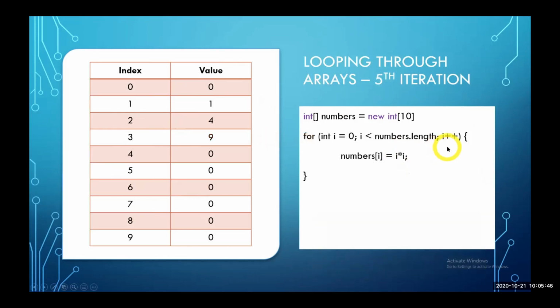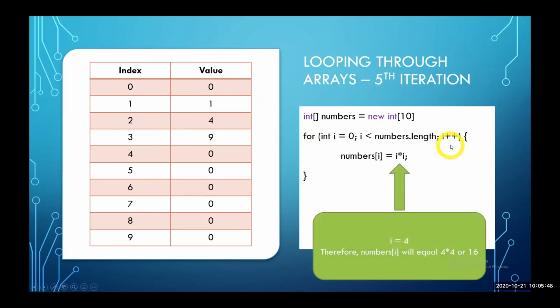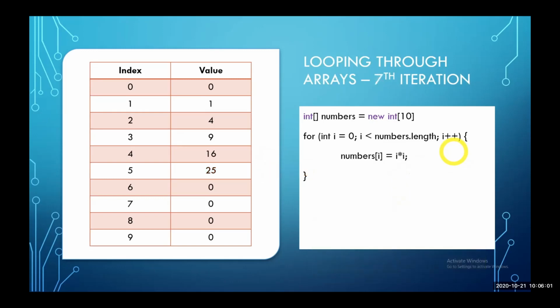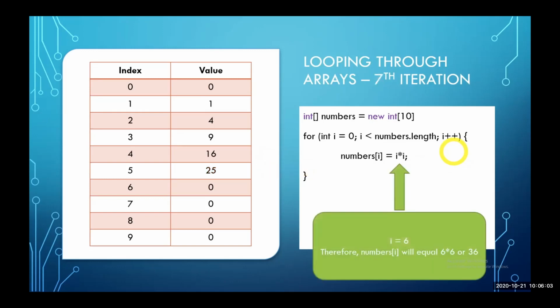We keep going. 4 times 4, 16. Keep going. 5 times 5, it's going to equal 25 now. And so on and so forth.